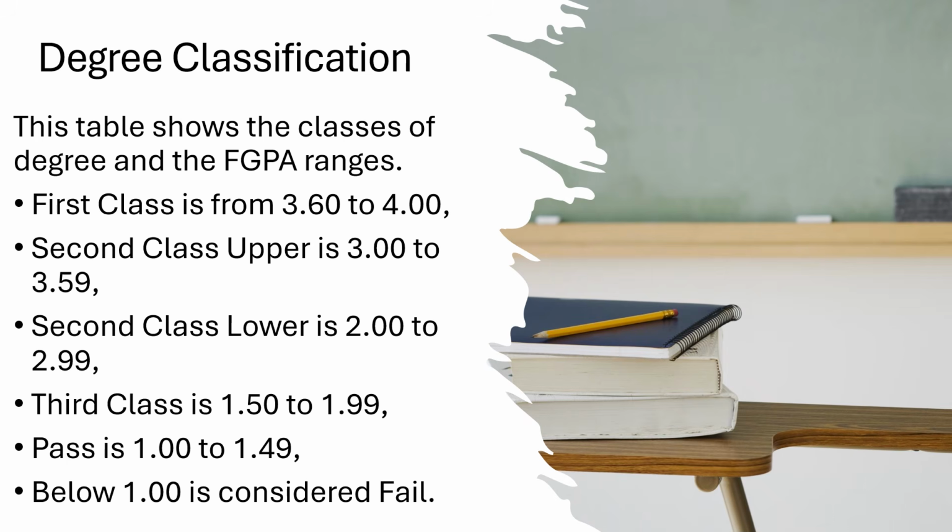If it's a second class lower, it's going to be 2.0 to 2.99. If it's a third class, it's 1.50 to 1.99. If it's a pass, 1.00 to 1.49, and below 1.10 is considered a fail. So the takeaway here is that small movements around the borders are very important, because for example, a 2.99 is still a lower, but 3.00 is an upper. So even a 0.01 difference can change a class.